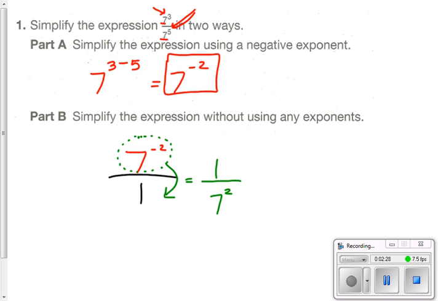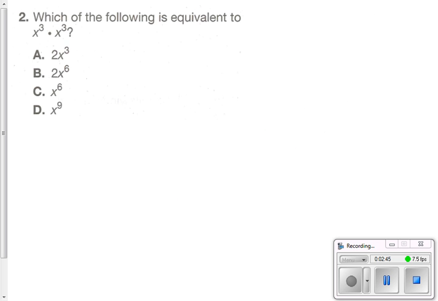On top, there's still a 1 left over, because we can really say 1 times 7 to the negative second. So 1 is still left on top. So we go ahead and simplify a little bit more. 7 to the second power is going to give us 49. So we have 1/49 there for part B.